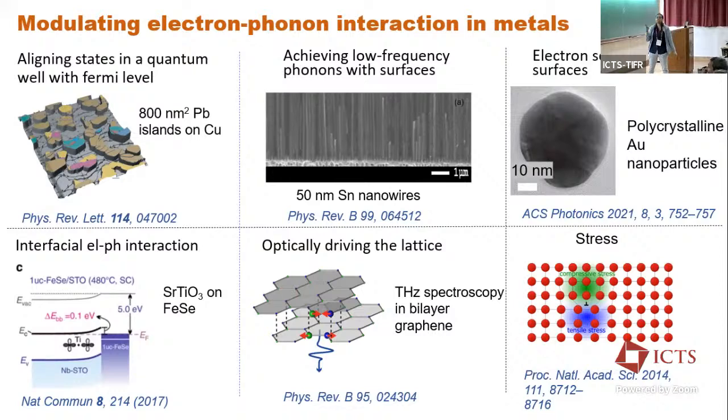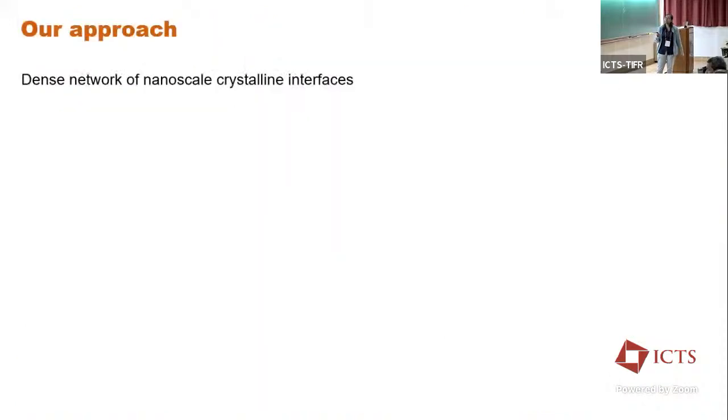But all these efforts have shown an enhancement of electron-phonon coupling by about a factor of 2, which is quite a high enhancement, but it has been difficult to cross this factor in any material so far. So that's what our aim is. We want to show a platform for changing the electron-phonon coupling by creating a dense network of crystalline interfaces. As many speakers have talked about, interfaces can crucially impact your electronic scattering in a material, and that's what we try to utilize here.